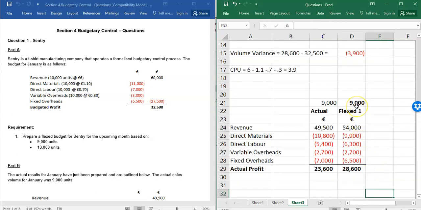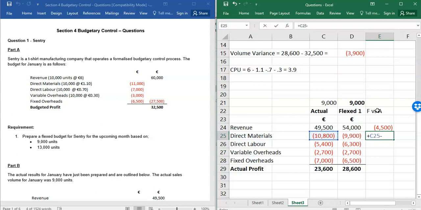We're saying if you had budgeted for 9,000 units, what would the budget look like? And compare that to the actual performance of 9,000. So I call this flexed versus actual, F versus A. So here you're going to be short 4,500. Now I'll come back and interpret them at the end, don't worry. We'll just do our calculations first.